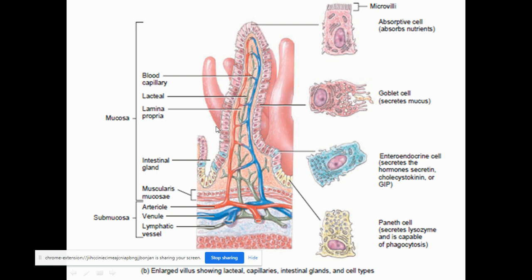Now you can see this is inside the lamina propria. You can see here the different circulation. The red colored one is the arteriole. The arteriole is entering each and every microvilli, and they divide into many capillaries. You can see the smaller ones. The branches of the arteriole are very, very minute. The branches of the arteriole are called the capillaries.